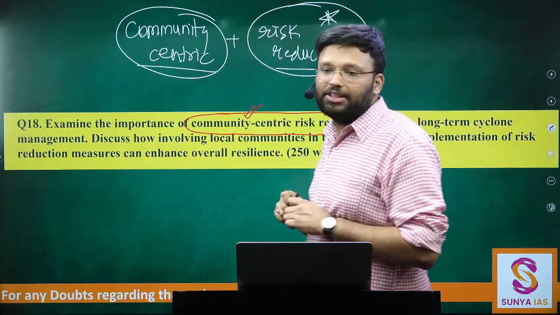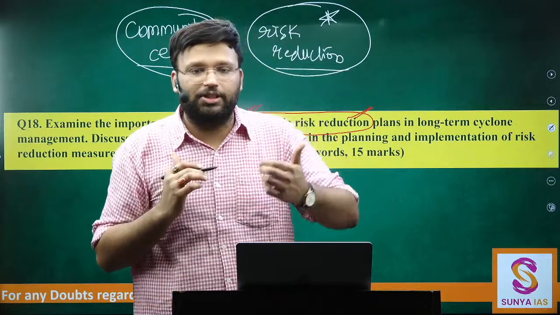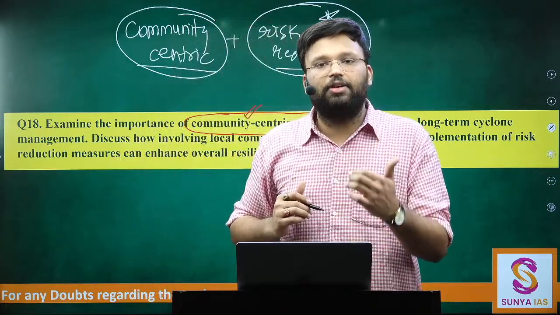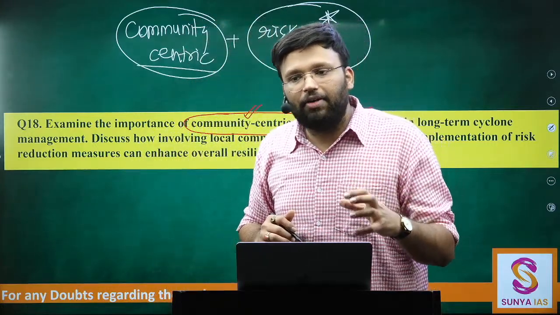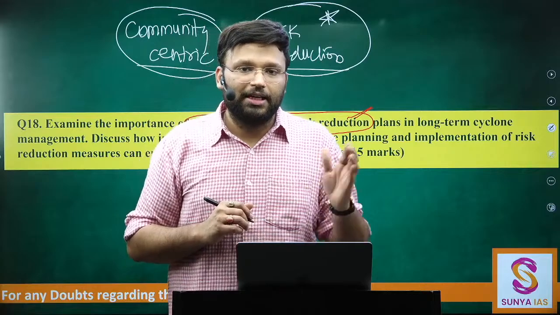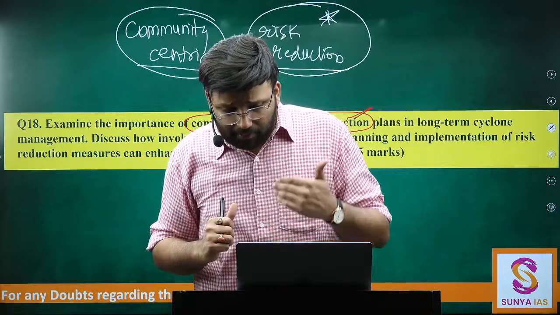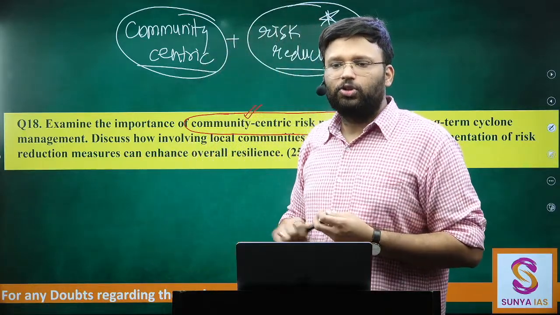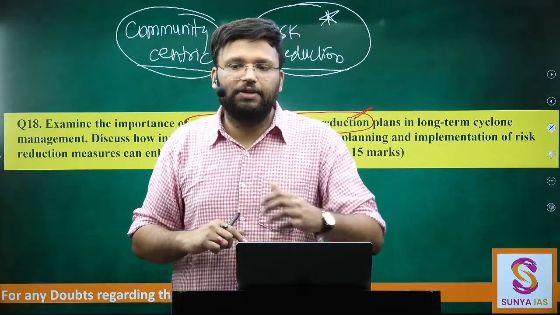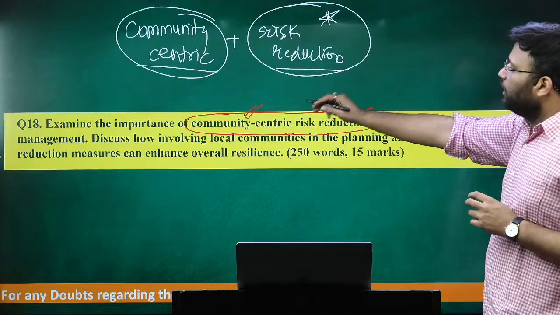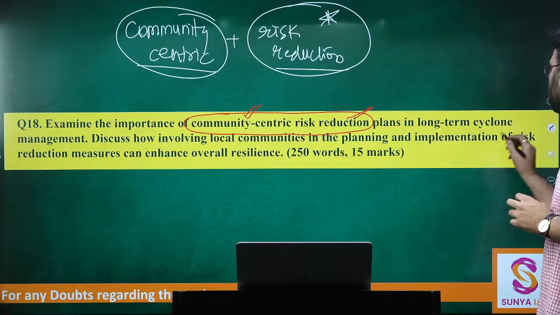Risk reduction means that in the disaster management sector, you will see that there are certain keywords. The first keyword is that certain vulnerabilities can be there. But even if vulnerabilities are there, the risk will vary as per the resilience, as per the strength of the community. Right? So we have to reduce risk, we have to reduce vulnerability. How, we will see. So community-centric risk reduction plans in long term cyclone management.